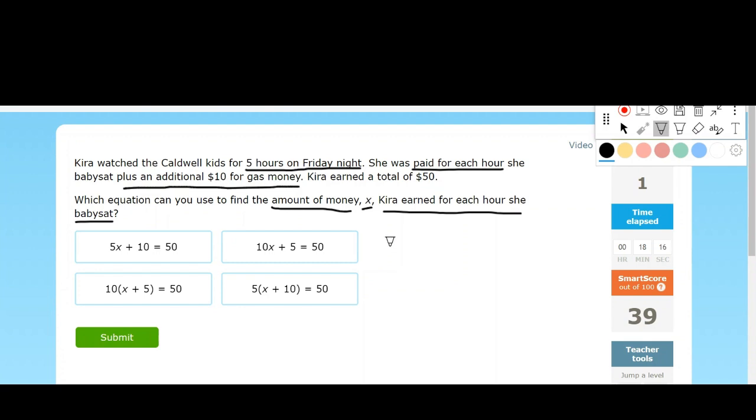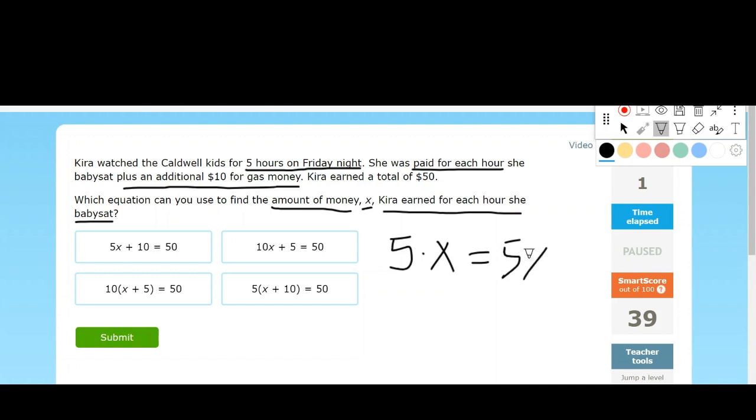Well, we can represent that amount by multiplying 5 with x, x being the amount of money Kira earned for each hour, and that she babysat for 5 hours. So we get 5x. We also know that she got an additional $10 for the gas money, so we would add 10. And it says here that Kira earned a total of $50. And it looks like this one is our answer.